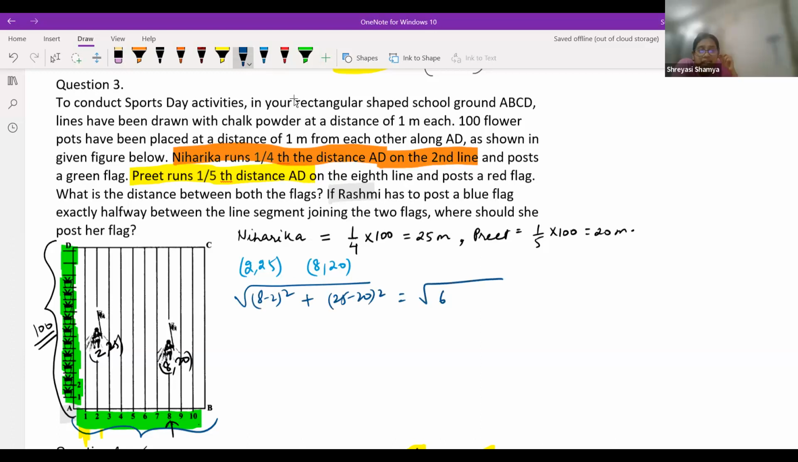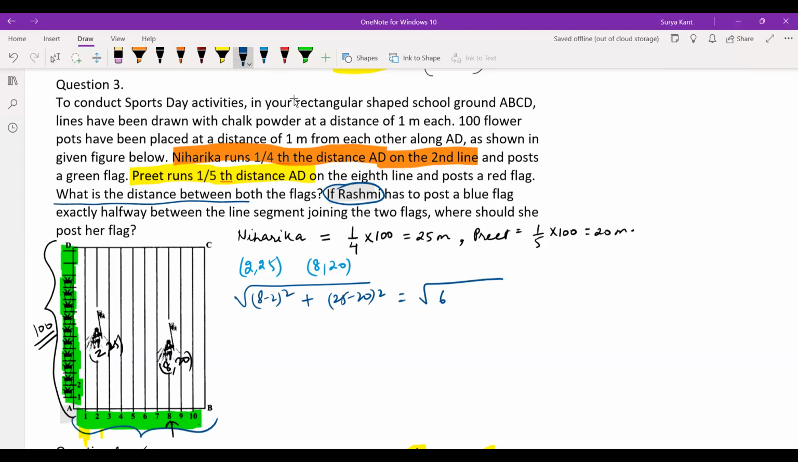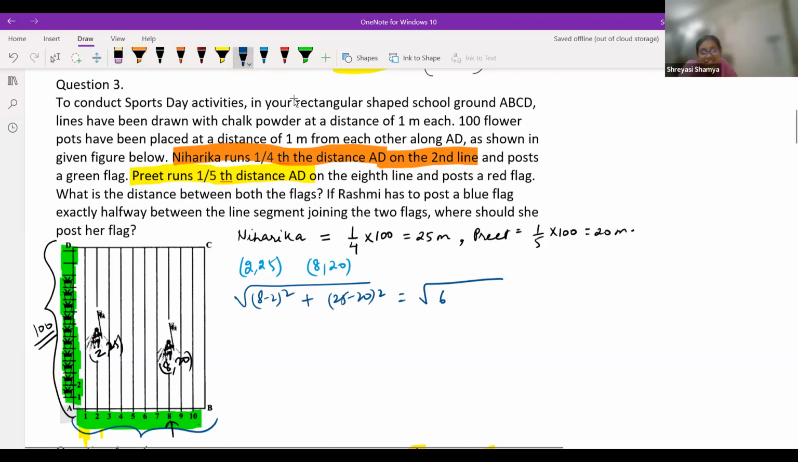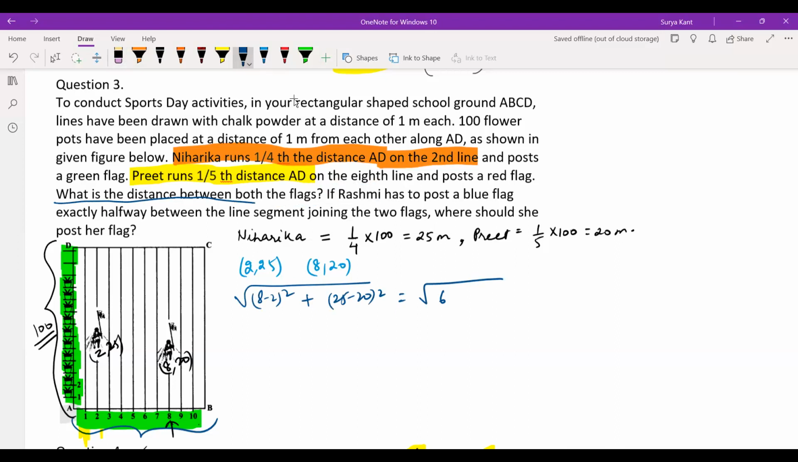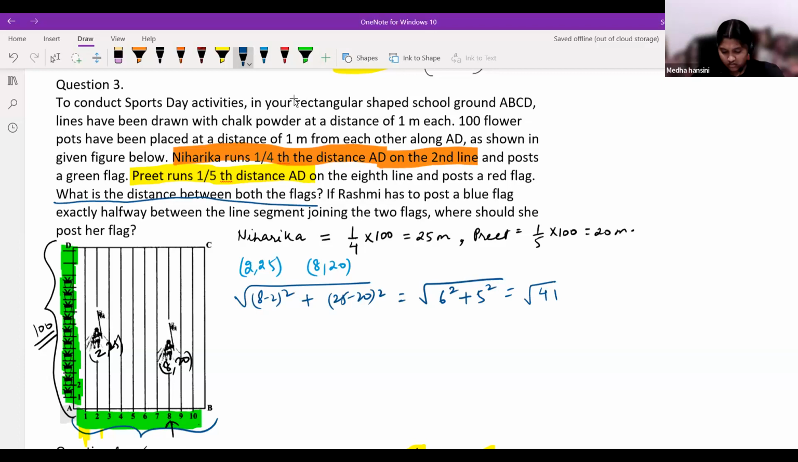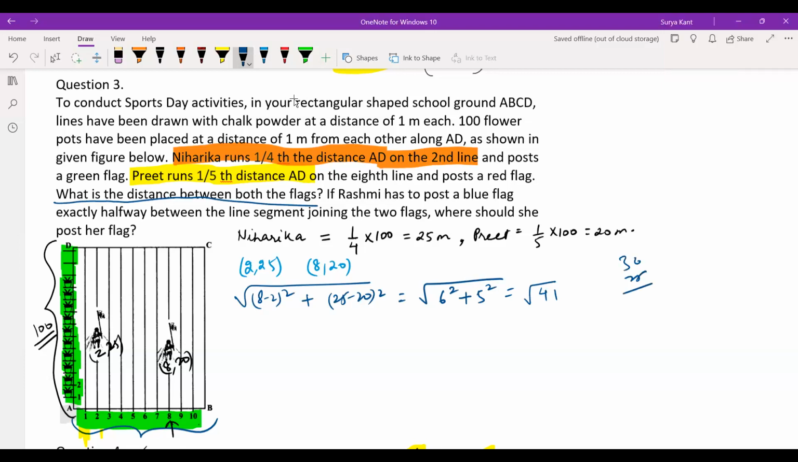Sir, they are telling exactly halfway, so then we can find the midpoint, no, sir? Yeah, midpoint only, if you are talking about the Rashmi part, right? Yes, sir. Or you are finding the distance, which part you are talking about? Oh, okay, we have to find the distance also. Yes, sir. What is the distance between both the flags? So 6 square plus 5 square, 36 plus 25. Root 61. 36 plus 25, 61 we get, right?